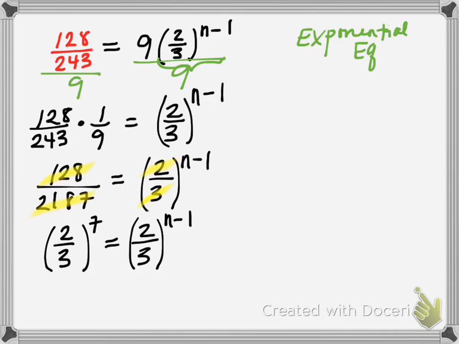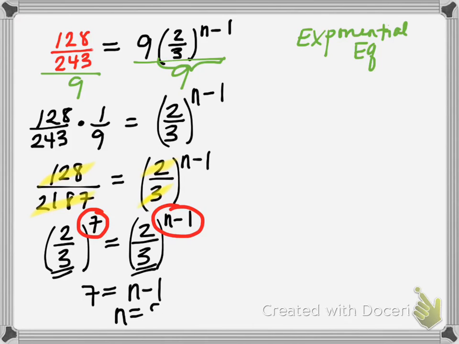So the uniqueness property with exponential equations says once the bases are the same, then we can set the exponents equal to one another. If the bases are the same, then the exponents must be equivalent, which gives us 7 is equal to n minus 1. Adding 1 to both sides, we see that n is equal to 8. So that means that there are 8 terms in this sequence.